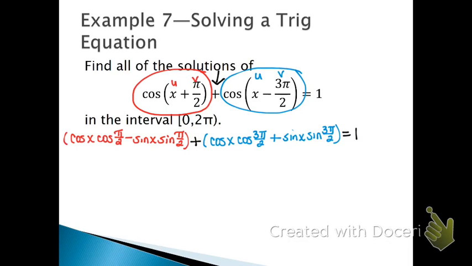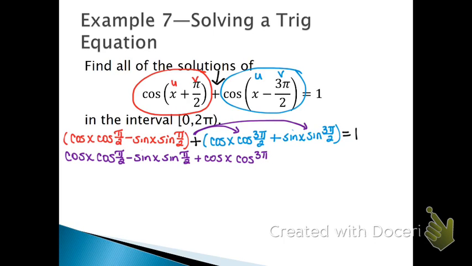Alright, so now that we've got that, let's take this plus sign here and let's distribute it into that second parenthesis. And let's get rid of all of our parentheses. So we have cosine of x, cosine of pi over 2, minus sine of x, sine of pi over 2. Now I distribute, I get plus cosine of x, cosine of 3 pi over 2, and then plus sine of x, sine of 3 pi over 2, and we still have equals 1.